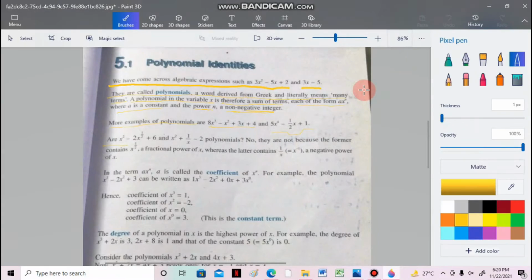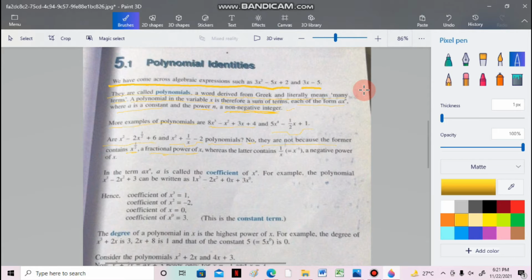Moving forward, they are asking: are x squared minus 2x^(1/2) plus 6 and x squared plus 1/2 minus 2 polynomials? Do you think they are polynomials? I know your answer will be no because you have already seen it, but we also have to see the reason. These are not polynomials, and the reason is that the former contains x^(1/2). You can see that the power of x is 1/2, and we have read over here that the power n will be non-negative and an integer. So this is not an integer.